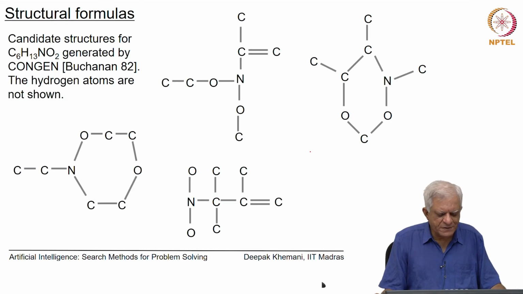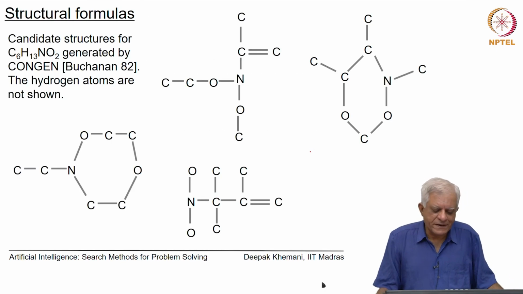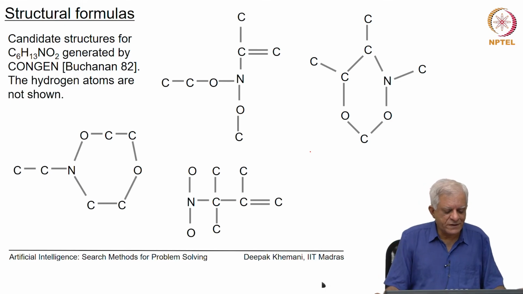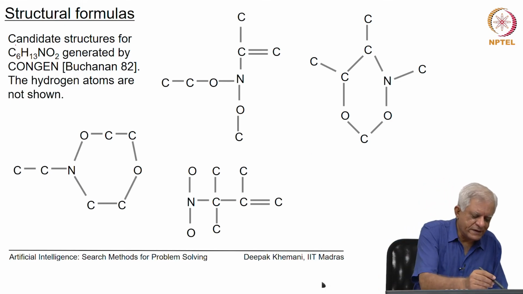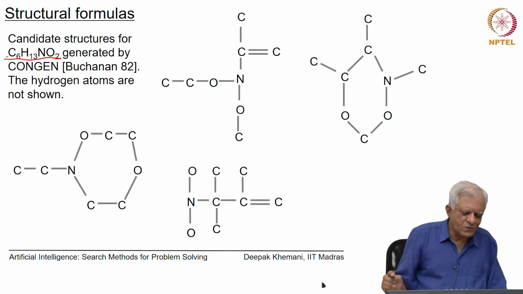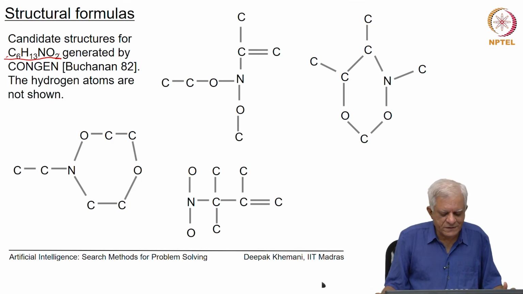So, here is an example of what we mean by structural formula. The compound here is, as you can see, C6H13NO2. That is the molecular formula for the compound, but those atoms, the 6 carbon atoms, the 13 hydrogen atoms, 1 nitrogen atom and 2 oxygen atoms, can be arranged in different ways essentially.